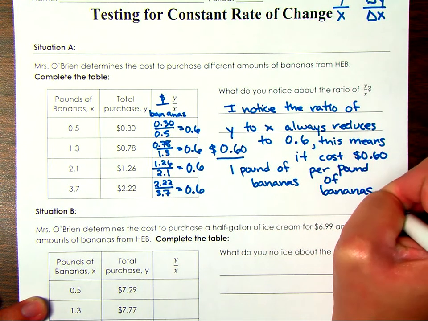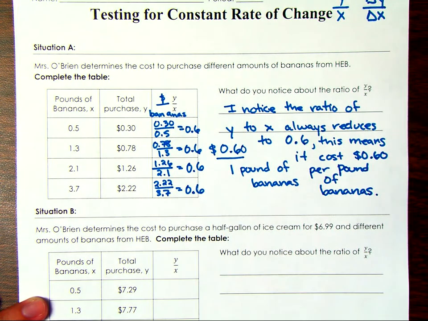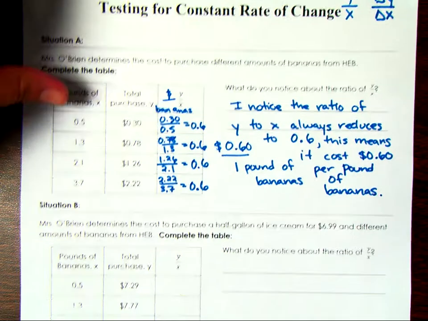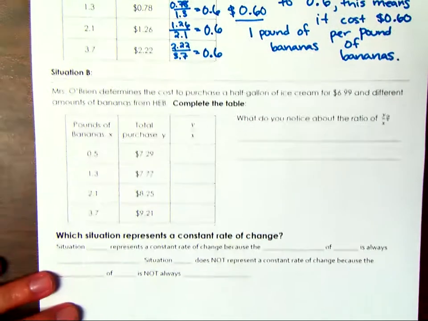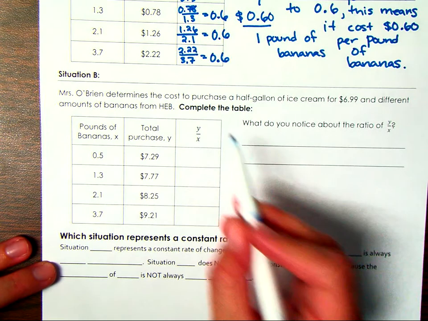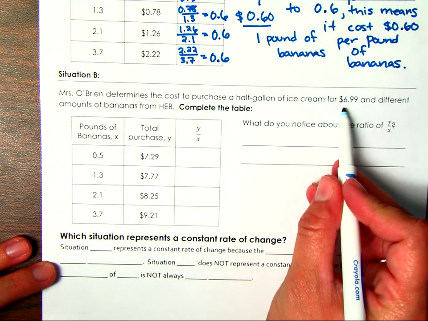So that's how we can write it in words once we have that fraction. So that's what we call our unit rate, how much it is for every one of something. So let's look at another situation and see if it's similar or different. Now it says Miss O'Brien determines the cost to purchase a half gallon of ice cream for $6.99.